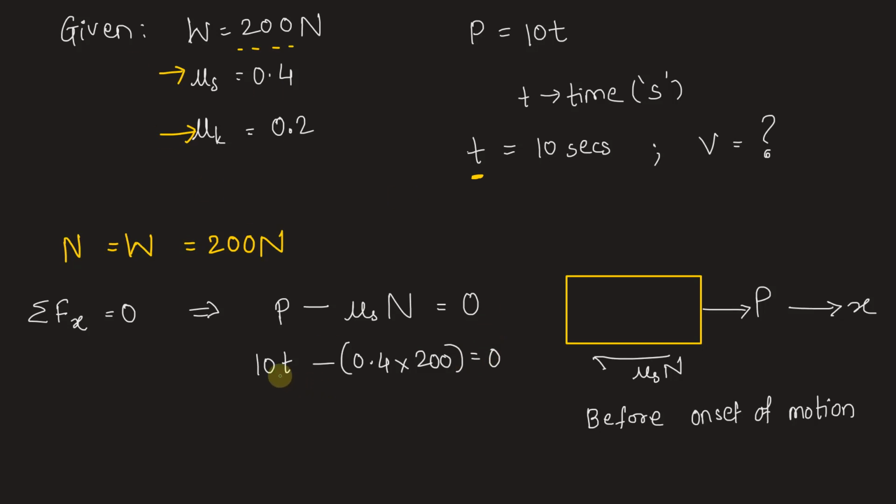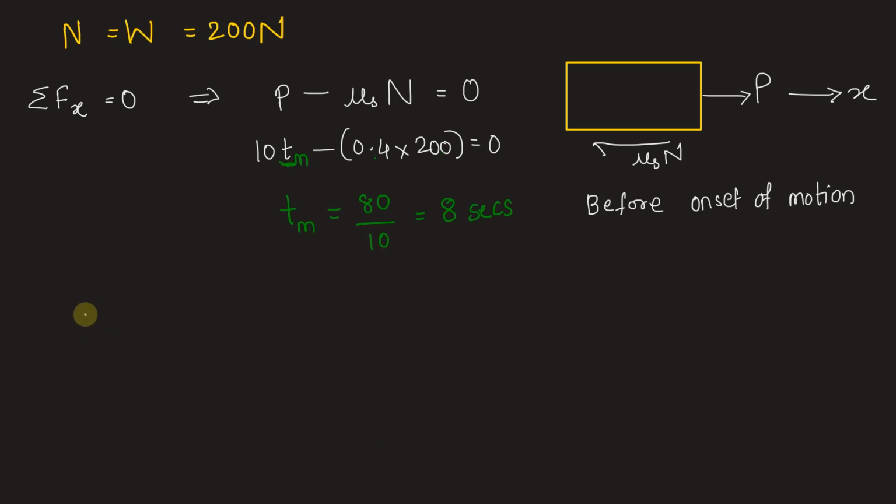From here we can calculate the time at which motion will begin. Let this time be Tm, where motion begins. So Tm is nothing but 0.4 into 200, which gives us 80, divided by 10 gives us 8 seconds. So at the 8th second, motion is going to begin. After which, from 8 to 10 seconds, we are going to have a moving block. And for this moving block, kinetic friction will act. Let's see how that problem is solved.